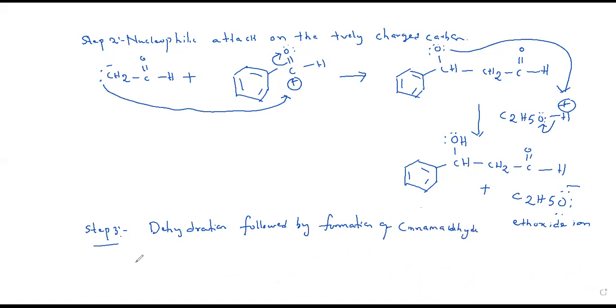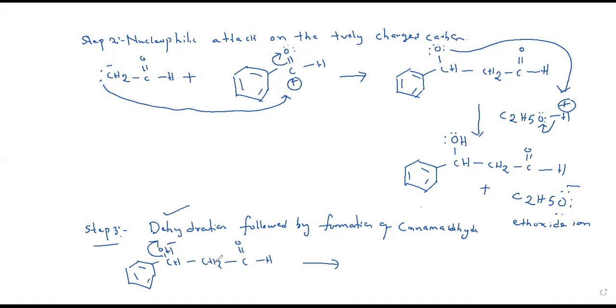Okay, so I'm going to write the same structure once again here. Phenyl ring, CHOH, CH2, C double bond OH. So the first step is dehydration. You know, dehydration is removal of a water molecule. So here OH is a very good leaving group. It can leave the reaction by breaking the bond between carbon and oxygen. So this OH will leave with a negative charge.